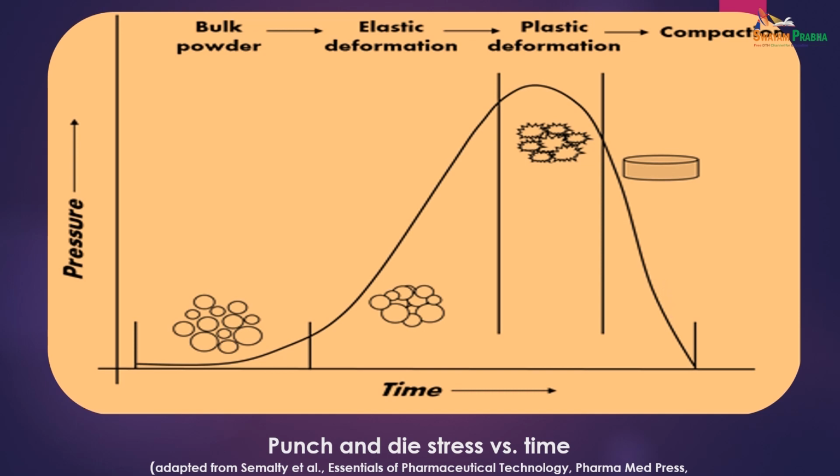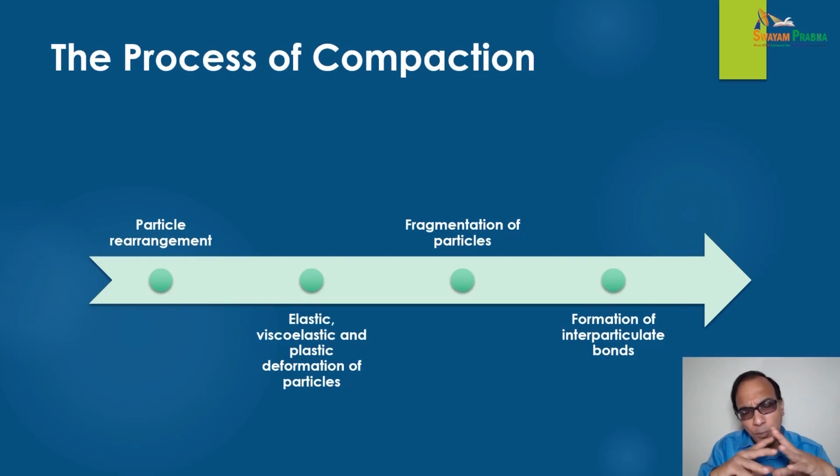This is again the simple representation. With the help of this graph, we can represent four phases which we discussed of tablet compaction. Now the process of compaction, let me remind you that particle rearrangement occurred, then the elastic or viscoelastic and plastic deformation of particle occurred, then fragmentation of particle, and then formation of interparticular bonds leading to the final compaction. So the process of compaction consists of four phases. Do remember this thing.